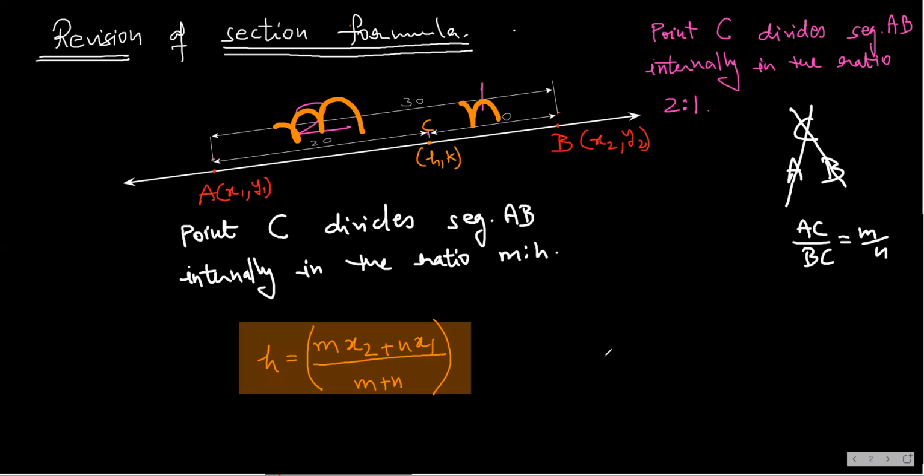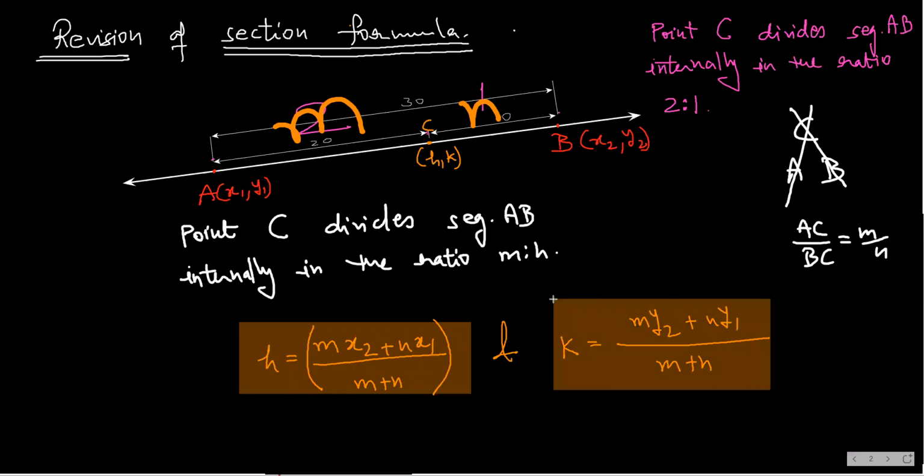Now I will write the y coordinate of C. So k equals to, once again, m multiplies y2, my2 plus ny1 upon m plus n. Okay, so this we have done, the revision of section formula internal division, what we have studied in 10th grade, right? It is revision of section formula internal division.